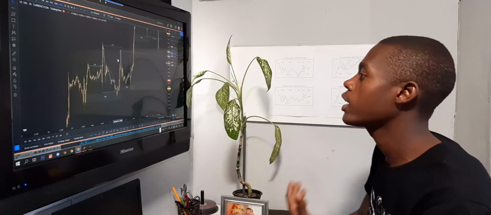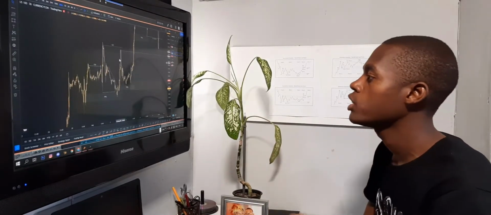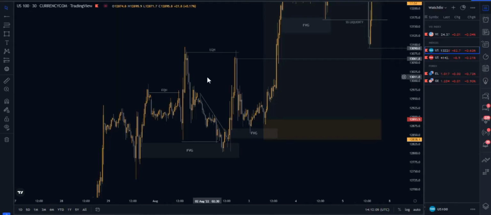So we are looking at the Nasdaq right now, on the 30-minute chart. I've spoken before that I started by trading the US30. The US30 didn't give me good confirmation, so I ended up trading the Nasdaq. I'm currently on a Nasdaq trade. I'm currently trading the Nasdaq.